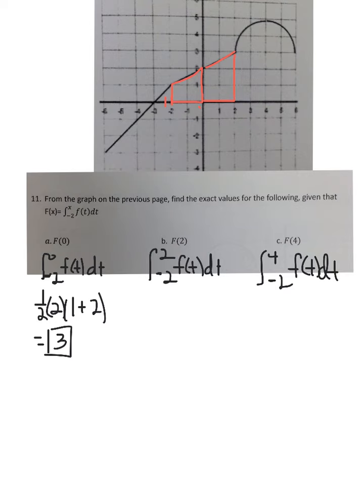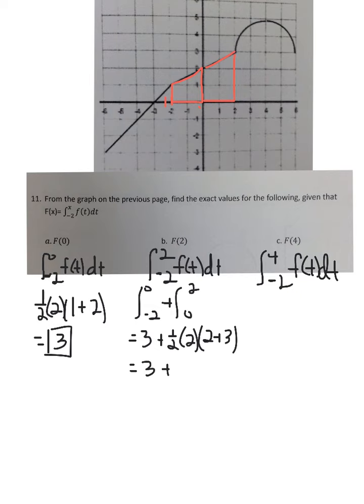Okay, so those two trapezoids put together, right? All right, I'm going to break this up, and I'm going to go from -2 to 0. And then I'm going to go from 0 to 2. Well, I already know what -2 to 0 is. That's the answer from part A, so this is 3. And this one, I'm going to do 1/2, the height, which is 2, and the bases, which are 2 and 3. And that's going to be 3 plus 5. Final answer is 8.